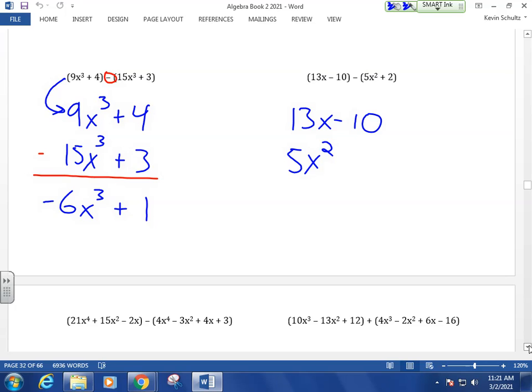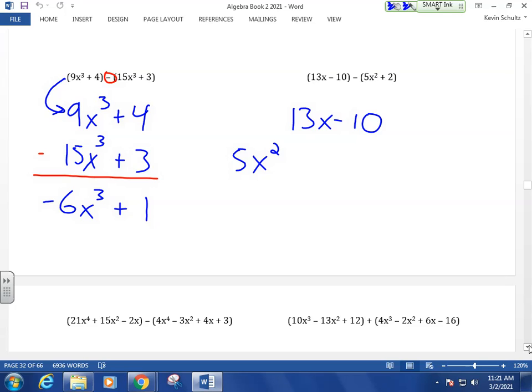Can I just combine those? 13 minus 5? No, why not? Because they're not like terms, right? One of them is x squared. So I need to put that 5x squared out in front where an x squared term would go if I'd had one in the first expression.